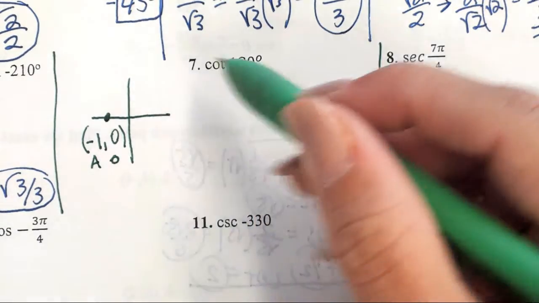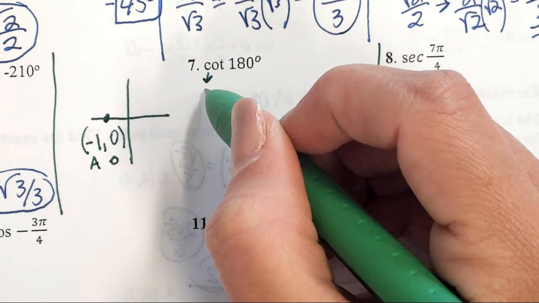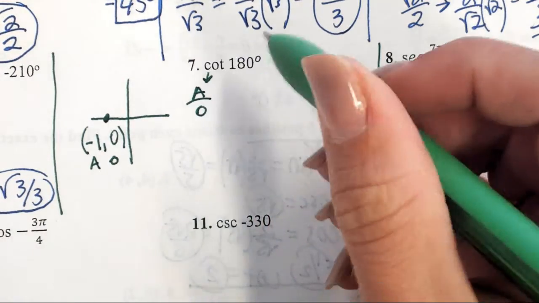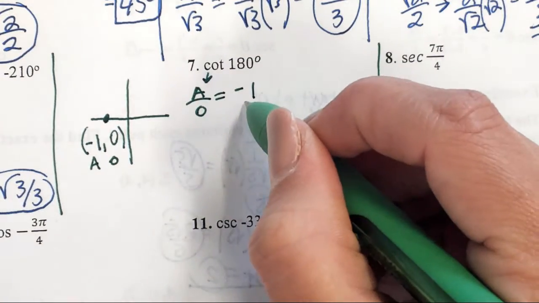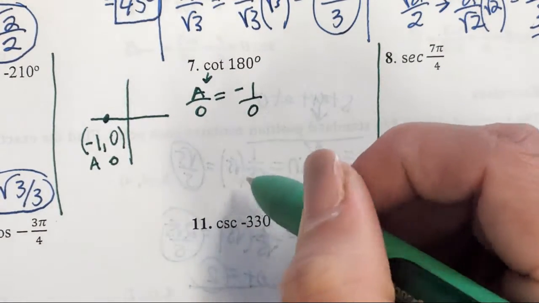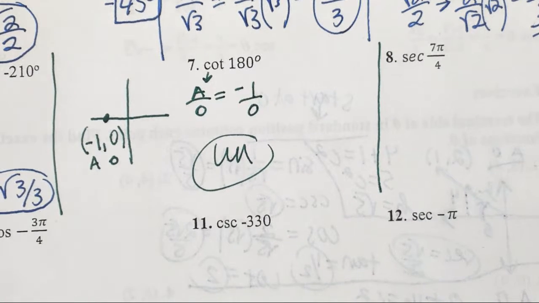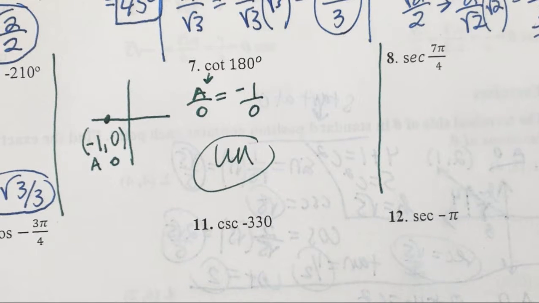Well, for cotangent, what do we need? What is cotangent? Adjacent over opposite, right? And don't we have adjacent and opposite? What is our adjacent? What's our opposite? So what is cotangent of 180? Very good. No hand trick needed. Y'all understand this one? Any questions so far?